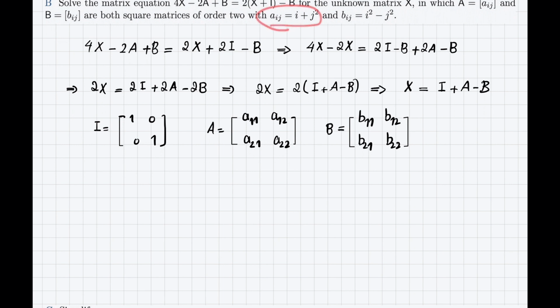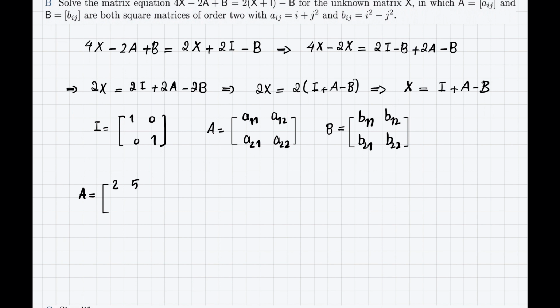So a sub ij is equal to i plus j squared. Yes, so if I want to use the formula, I will get a11. So instead of i I put 1, instead of j I also put 1. When I calculate this one, it becomes 2. So the first entry is 2. And now for the next entry, i index is 1, j index is 2. So if I put them here, 1 plus 2 squared becomes 5. So this is 5.